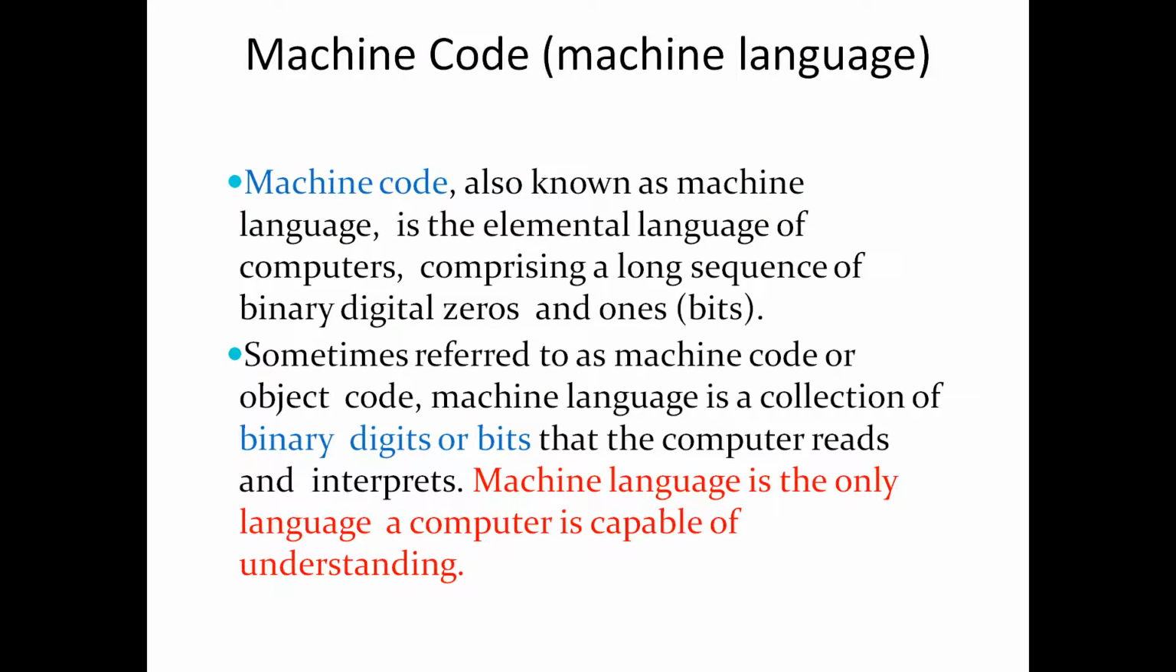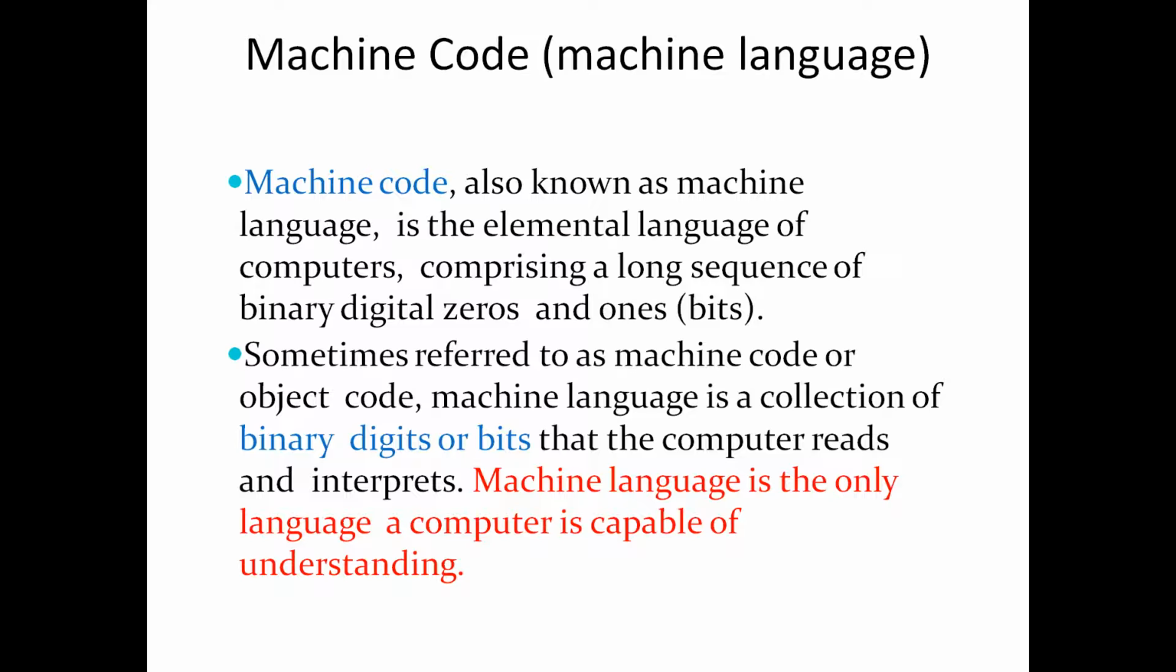Now coming towards the machine code that we have just discussed. Machine code, also known as machine language, is the elemental language of a computer, comprising a long sequence of binary digits, zeros and ones. This combination of zeros and ones is called bits. A simple zero is called a bit, and one is also a bit. But when it is a combination, it is called bits. Sometimes referred to as machine code or object code, machine language is a collection of binary digits or bits that a computer reads and interprets. Machine language is the only language a computer is capable of understanding.